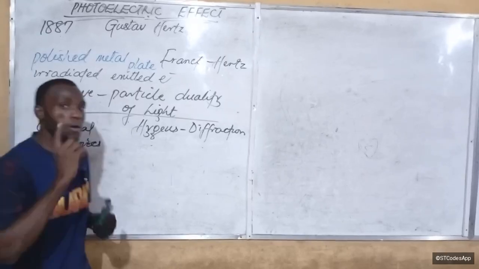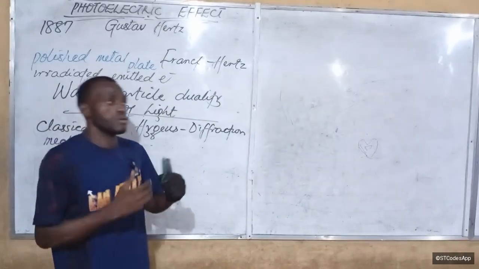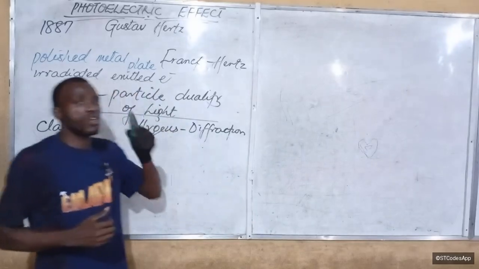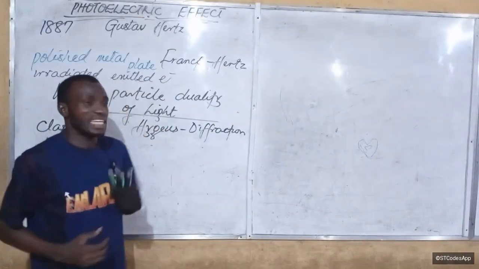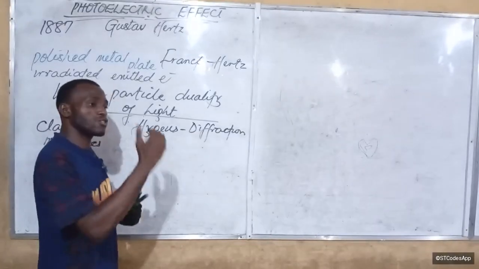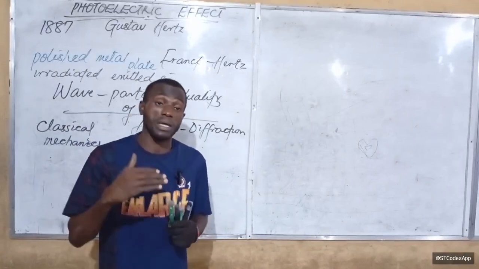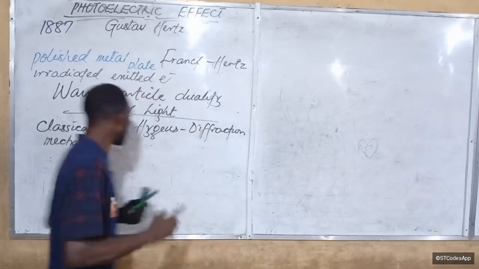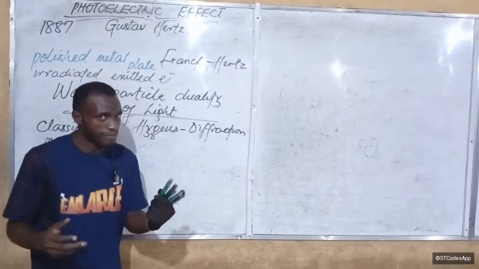However, it was found out that that was not the case. The brightness of the light irradiated on the metal plate did not translate to more electrons being ejected. I repeat, they found out that it is not the higher intensity of light that you shine on the metal plate that will determine the amount of electrons ejected by the metal plate. Which therefore disproved the wave theory of light.